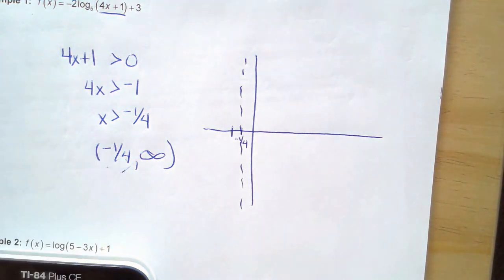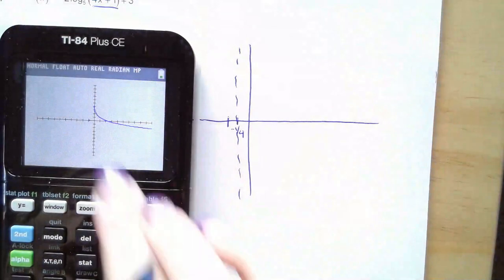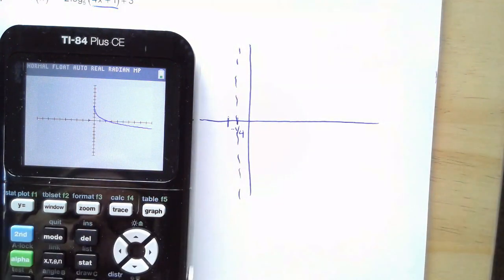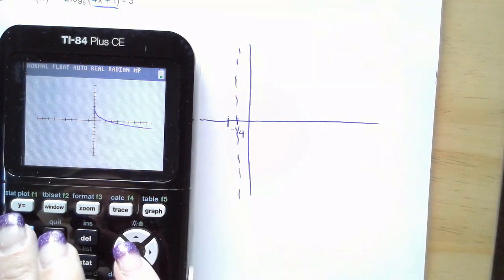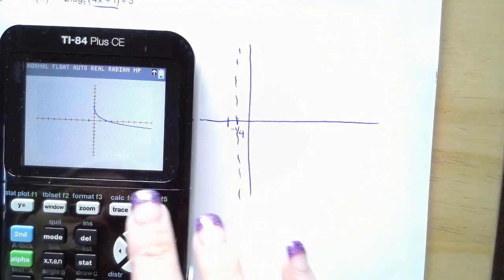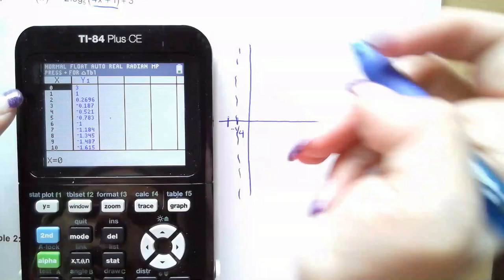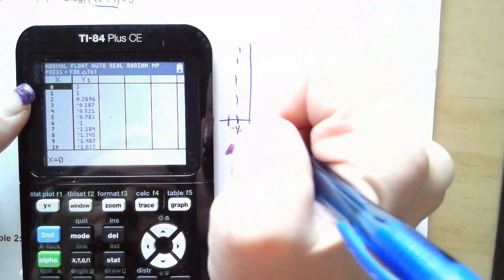Okay. Now what we might want to do is find out if there is another point in here that we can label to get our sketch more accurate. So I'm going to go second and graph, and that gives me my table. So as you can see, I have a couple points I can write here.